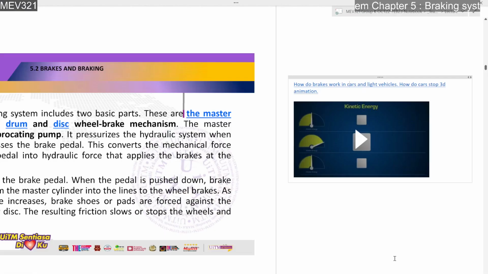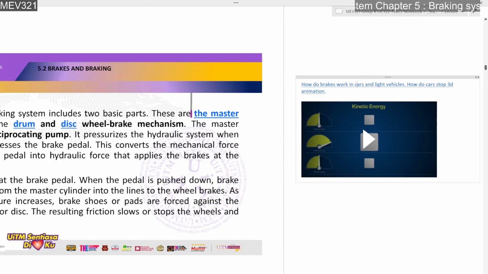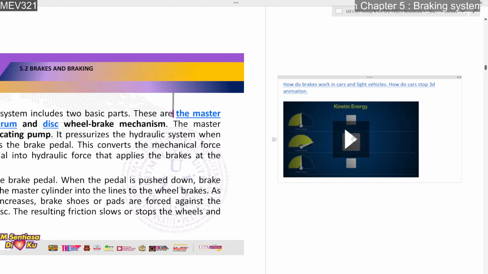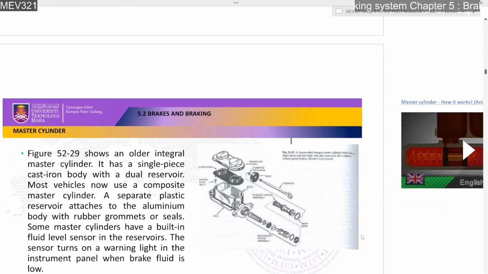Okay, so that's an introduction video for you to know that basically the brake system is converting the kinetic energy of the car into heat energy by the friction principle. That video also shows you there are two kinds of brake: we have disc brake and drum brake. Both of them will be discussed later in this video. Okay, so let's go to the next slide.